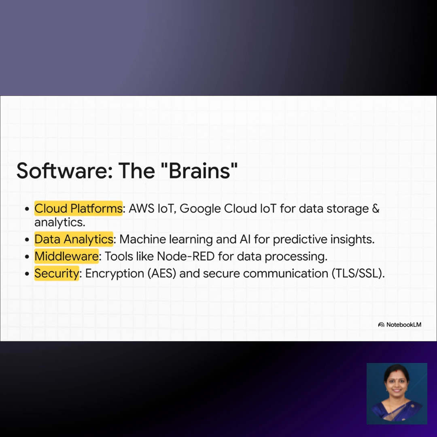This is the real brains of the whole operation. All that data from all those sensors flows into these incredibly powerful cloud platforms from companies like Amazon or Google. And there, data analytics and AI dig through it all, looking for patterns and making smart predictions.